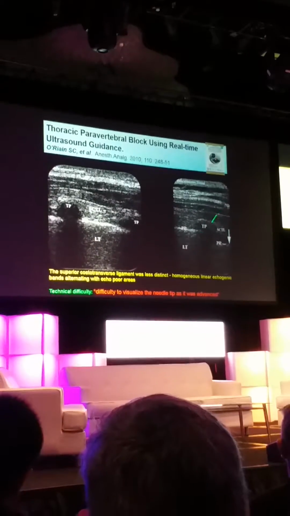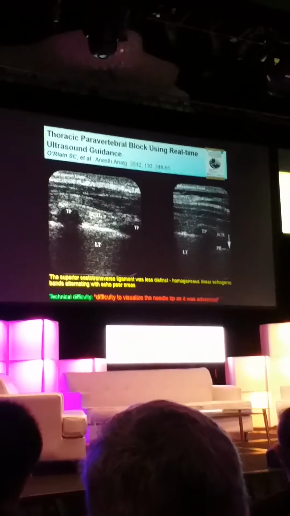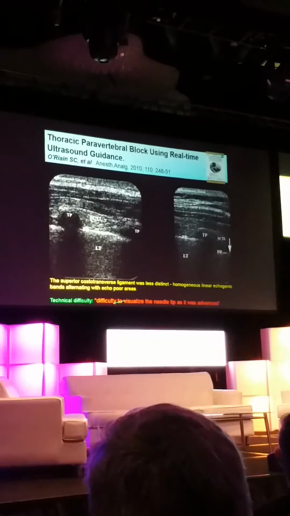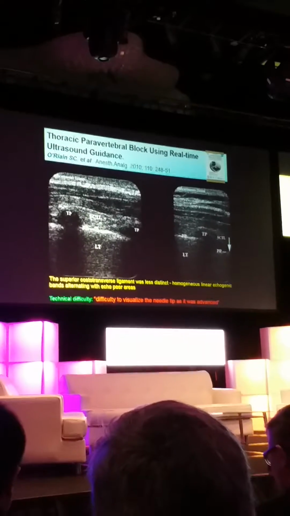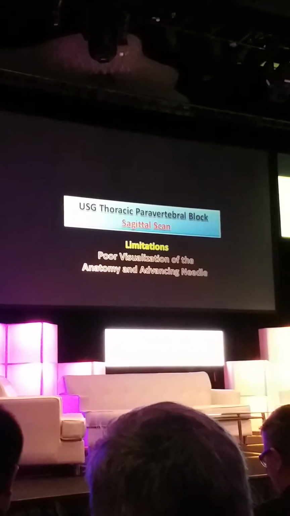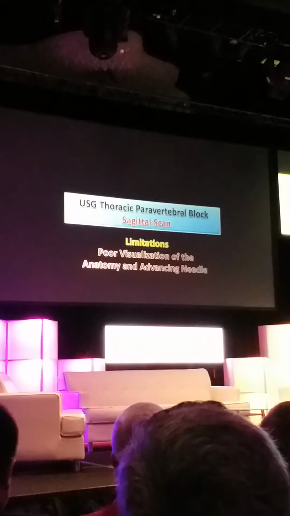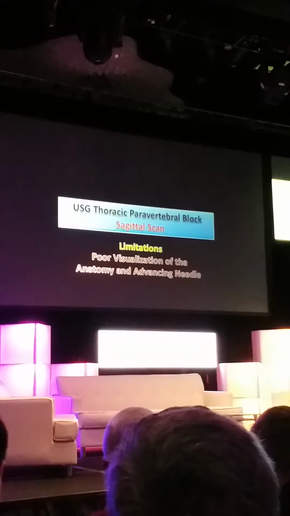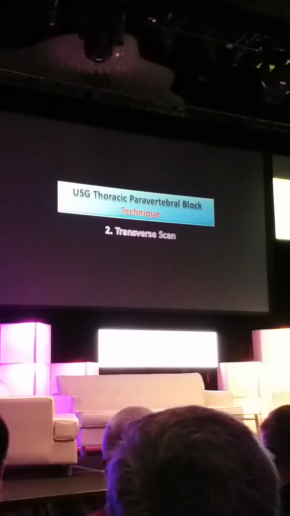As you would imagine, the angle of insertion is quite steep, and therefore visualizing the needle in this approach can be quite challenging. They also report that it was difficult to visualize the needle tip as it was advanced, particularly in the sagittal scan. So when you do a sagittal scan, you have poor visualization of the pleura, the anatomy, and the advancing needle. As a result, I have abandoned the use of the sagittal approach, because there are alternative approaches that may allow you better visualization of not only the anatomy, but also the advancement of the needle.